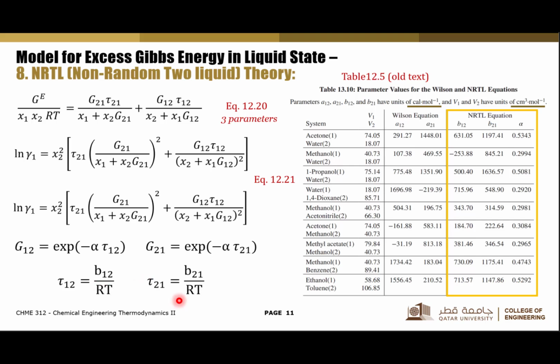Once I calculate those, then I can plug them into this expression where we have another variable, alpha. Where's alpha? Also in the table. So alpha multiplied by tau12 for G12, plug it in there. You have also the tau, so you do all the math. You find the tau, you find the G's, then you can find your activity coefficients, 1 and 2, using these expressions. So again, lots of math, but it's pretty much straightforward.